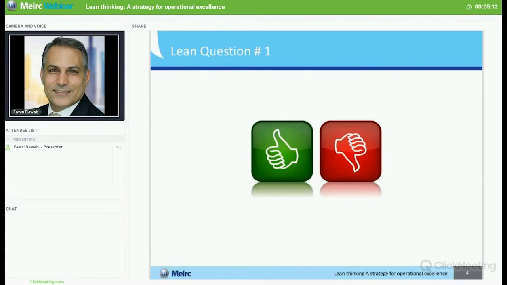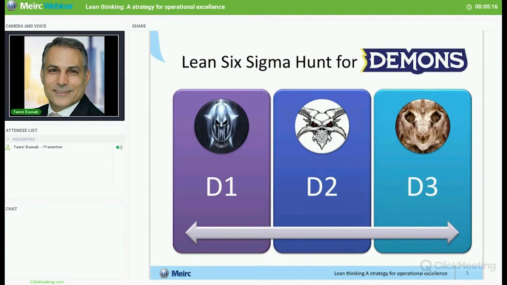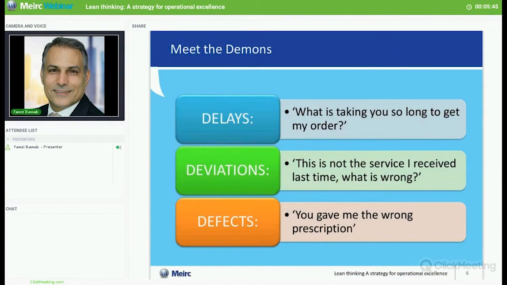So going back to our slides, Lean is about reducing delay. But as a quality professional working on Lean and Six Sigma, you are most occupied with trying to neutralize three main demons. The three demons that we always look for are defects, delays, and deviation or variation. So you could immediately tell that Lean is about addressing one of the main demons. The three demons are about reducing the time, the delays. What is taking you so long to get my order or transaction? It's also about reducing variation and deviation.